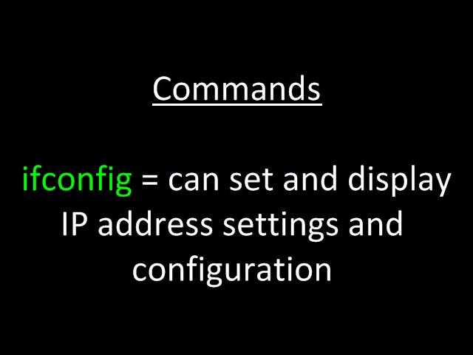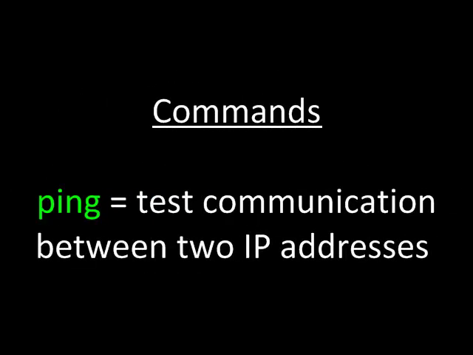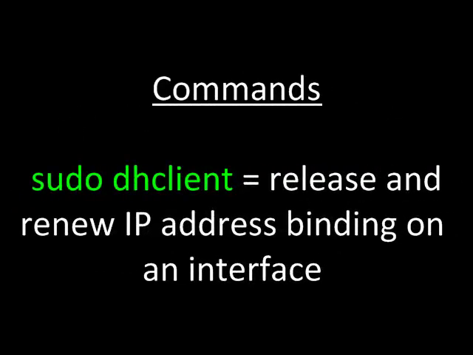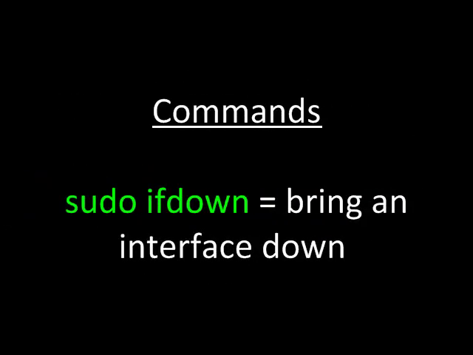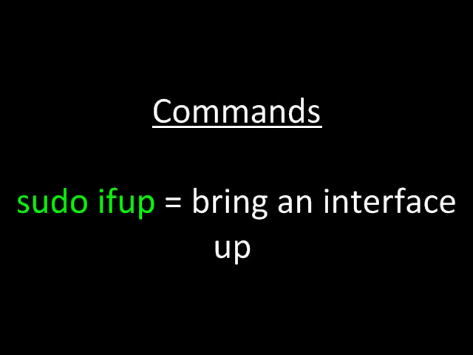Some of the command line tools we'll be using today are ifconfig, which can get and set IP address information; the ping command, which can test communication between two PCs' IP addresses; dhclient, which can release and renew IP addresses from a DHCP server; ifdown, which can bring an interface down if a configuration file has been modified; and ifup, which can bring an interface up to reflect changes made to a configuration file.